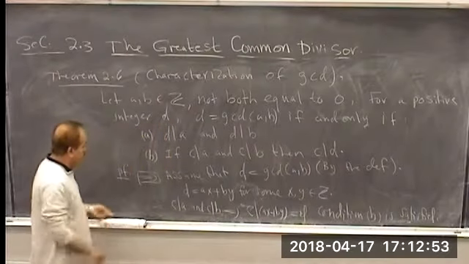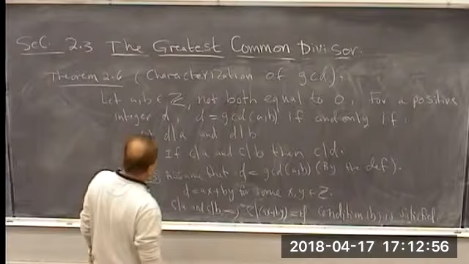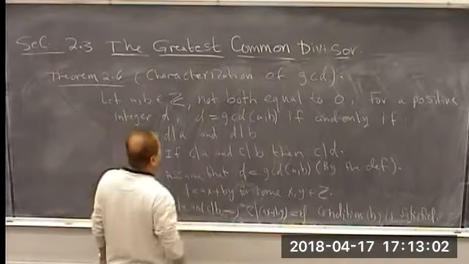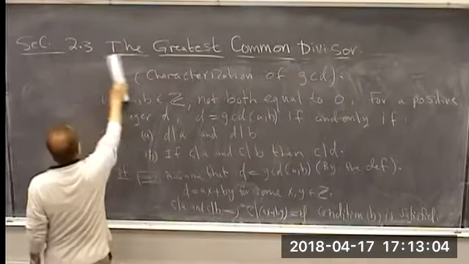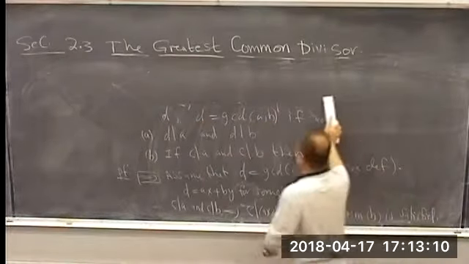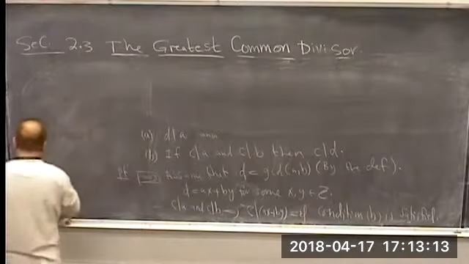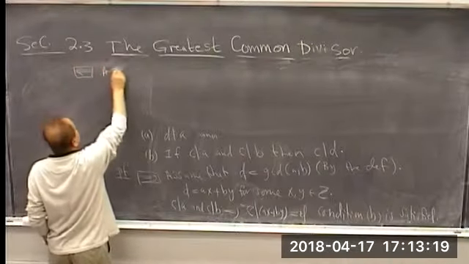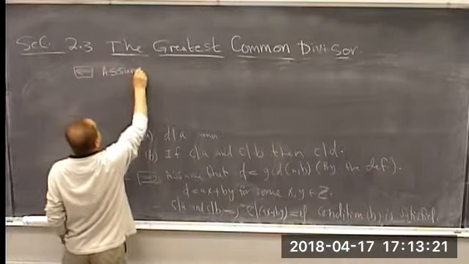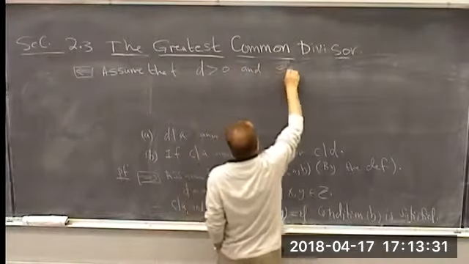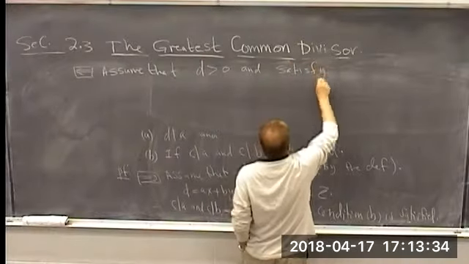All right, let's go the other way around. That is, let's assume that D is a positive integer and satisfies these two conditions. All right? And I want to show that it is the greatest common divisor. Okay, so let's go the other way. So let's assume that D is positive and satisfies conditions for A and B.